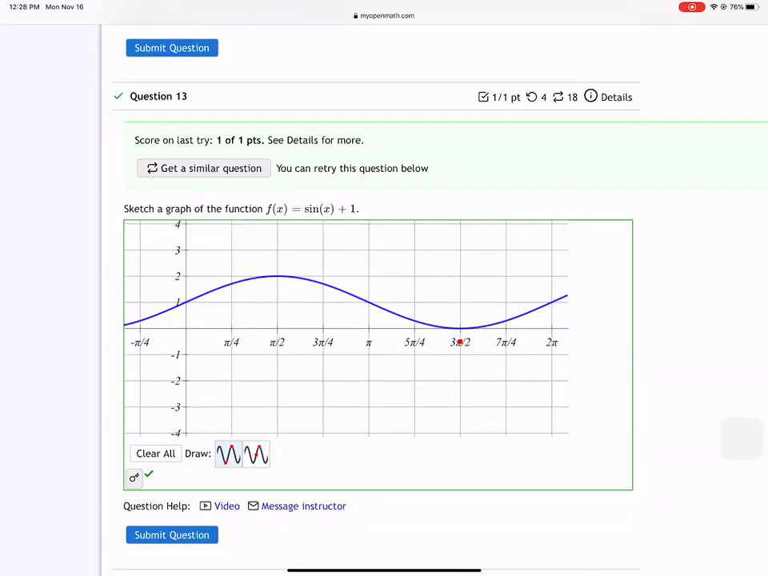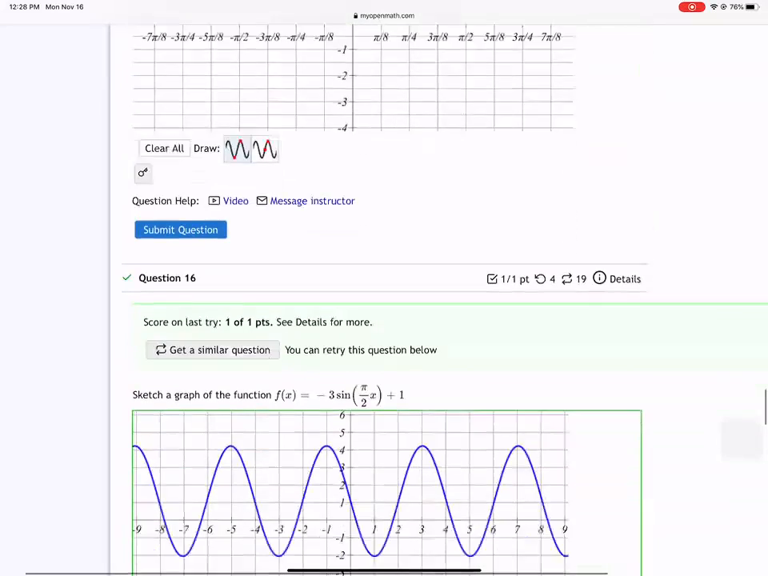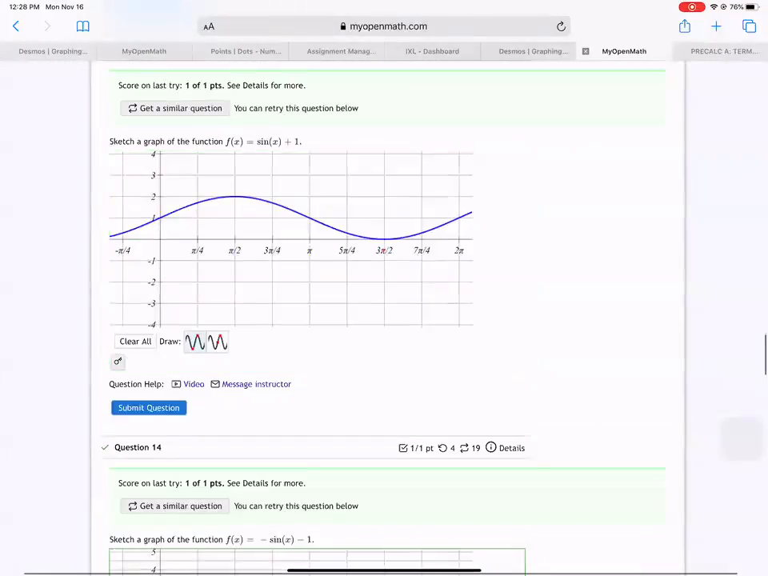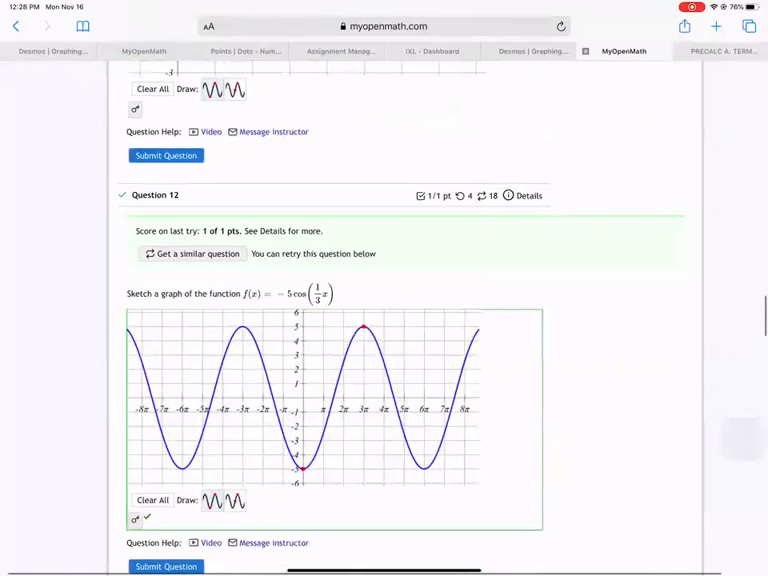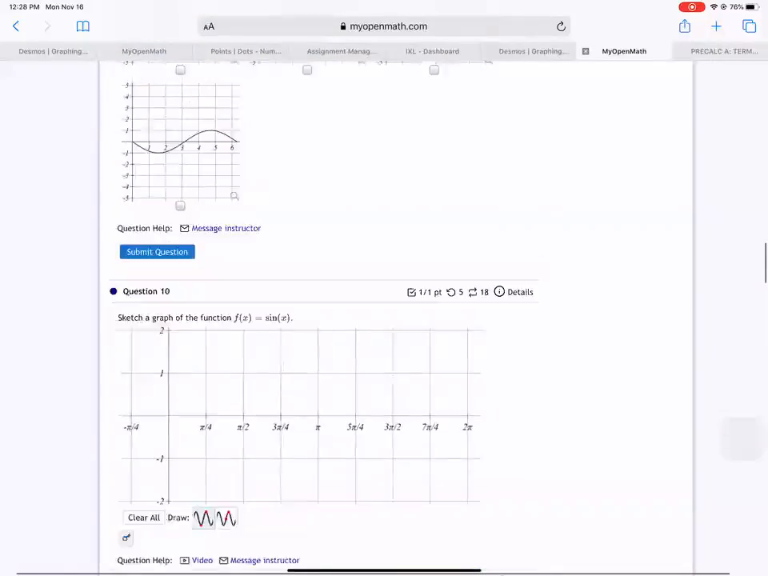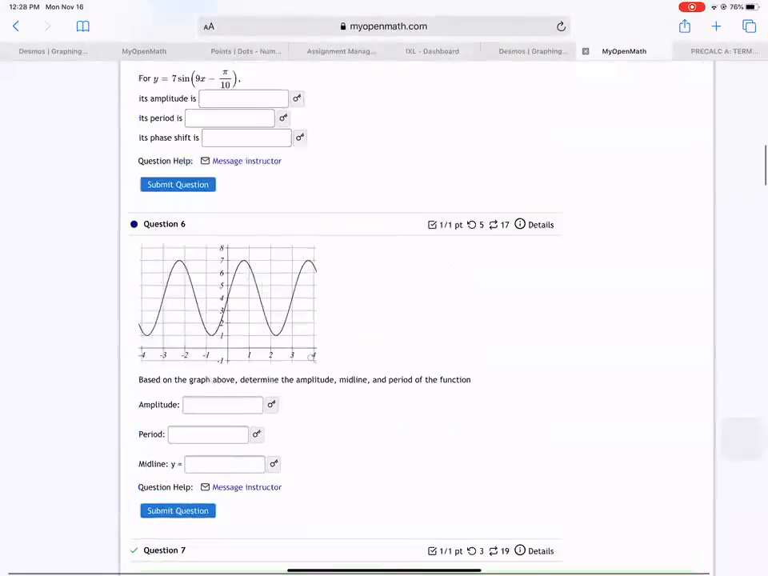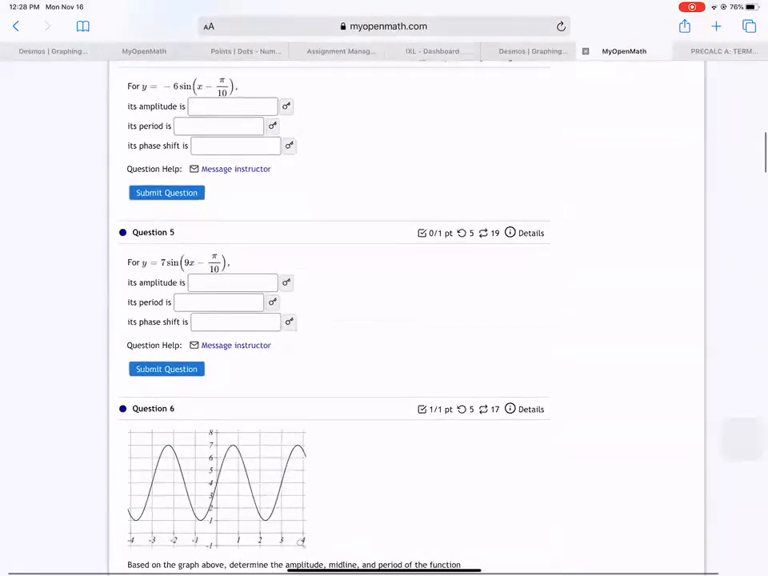I have another question too. I feel so dumb asking this. For the questions where it asks us to fill everything out, like with the amplitude, how do we find the phase shift? What do we use? The phase shift is the equation x equals c over b. X equals c over b.